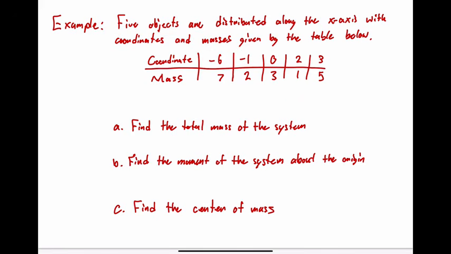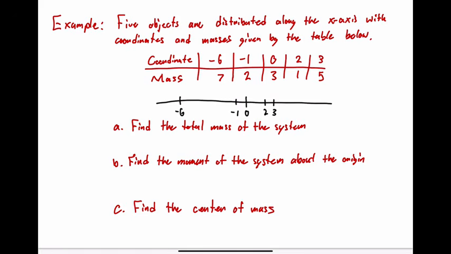These are the x values, and here are the masses. These are the m values. And let's try to draw a little picture here so we sort of visualize what's going on. We have the x-axis. Let's say this is the origin right here, and then -6, -1, 0, 2, 3, those are x values. So -6, that's right about here, -1, right about here, 0, and then we have a point at 2, and then also an object at x equals 3.